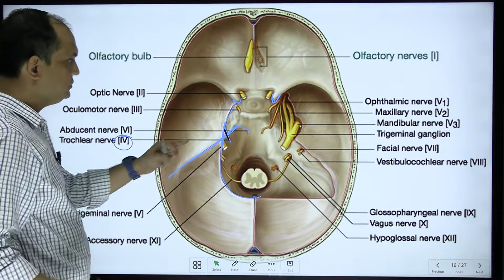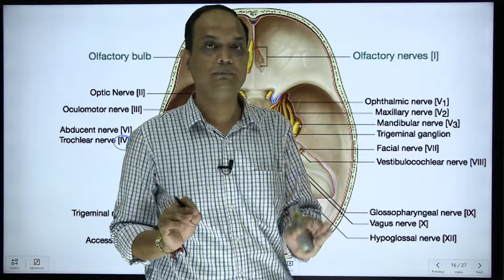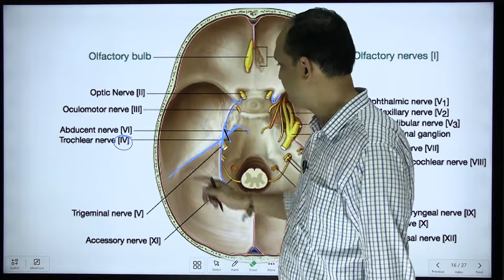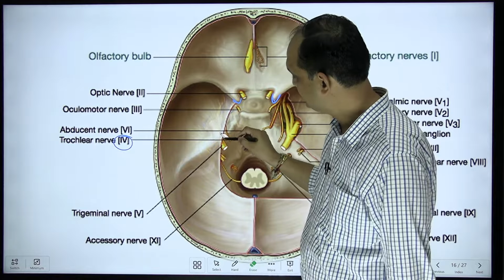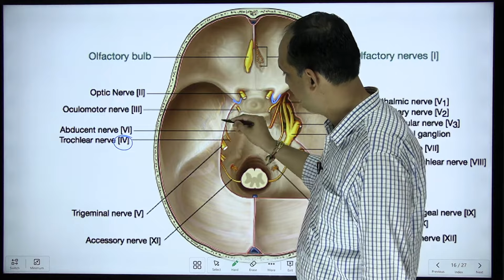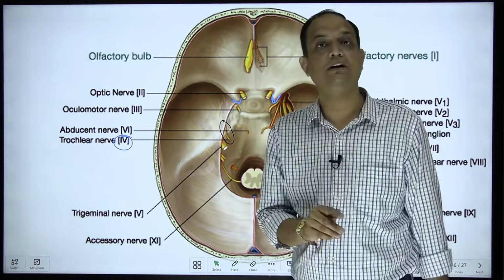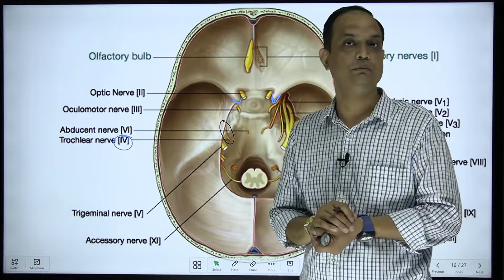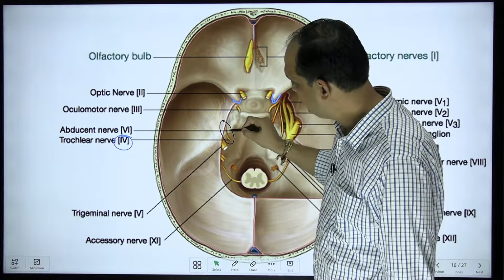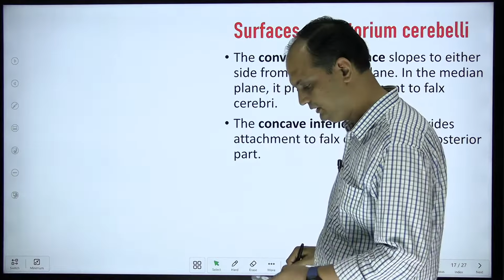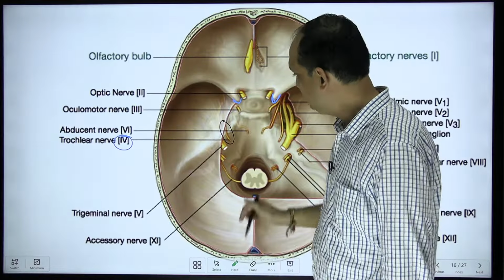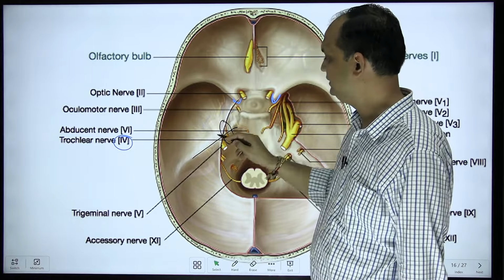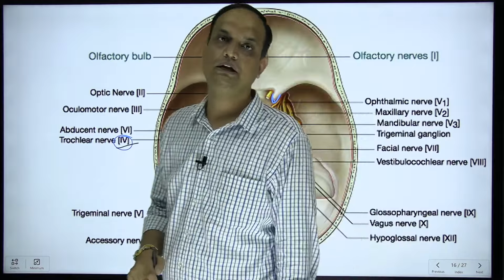Clear? So, ye question, aapka exam mein diagram based question hai, ki diagram mein you have this question, identify this structure. Now, how to identify this structure? You have to identify crossing. Crossing of what? Your attached and free margin. And this crossing is here. This is the attached margin which is going downward. And this is the free margin. And near the crossing, you have this nerve which is your fourth cranial nerve.